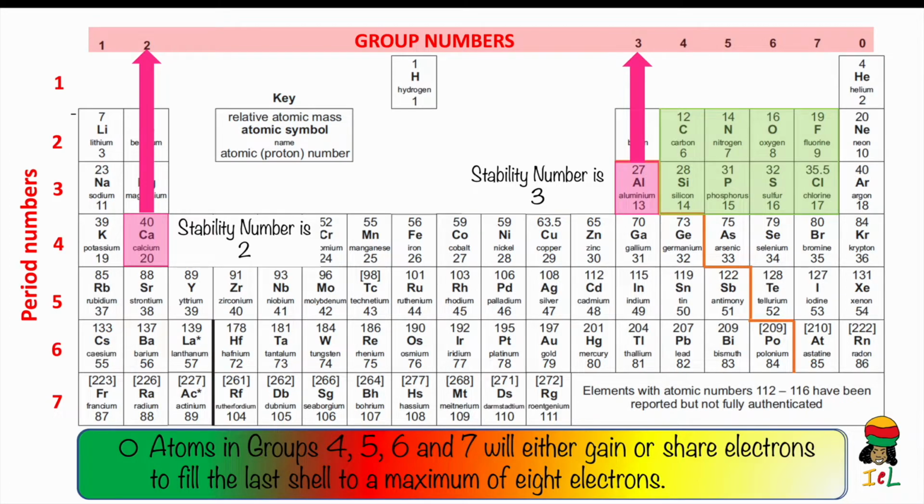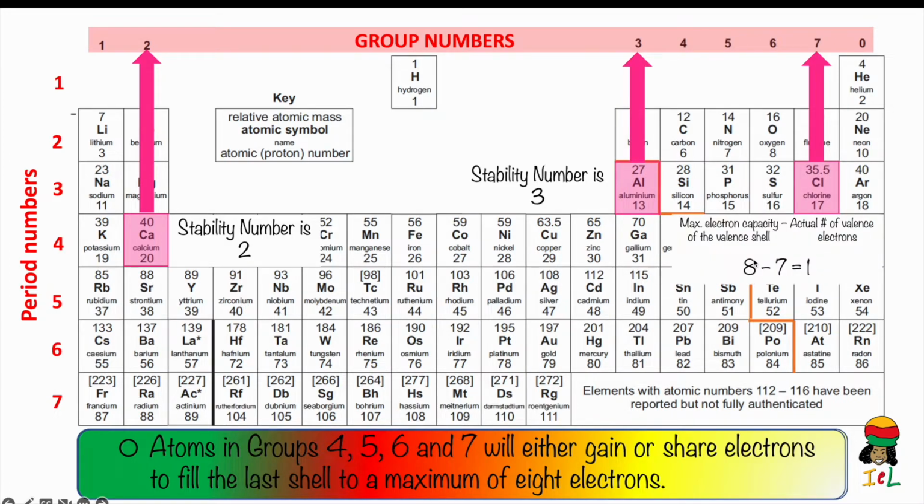So for example, chlorine, which is in group 7, has 7 electrons on the last shell, and we want to bring that up to a maximum of 8 electrons on its last shell. So we will say the maximum of 8 electrons needed on the shell, subtracting the 7 electrons that are there would tell us how many electrons the atom would need to become stable. So it would need 1 electron to become stable. 7 from 8 gives 1. So as a result, the stability number of chlorine would be 1 because chlorine would either accept or share 1 electron to become stable.